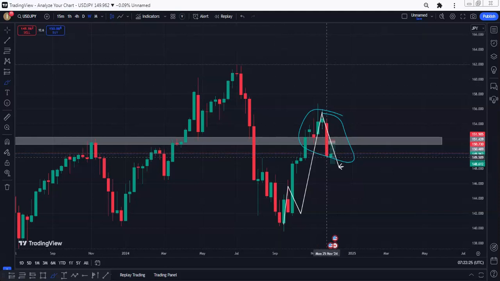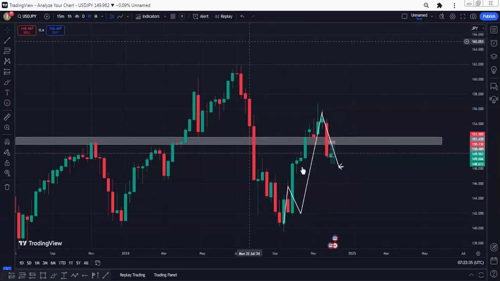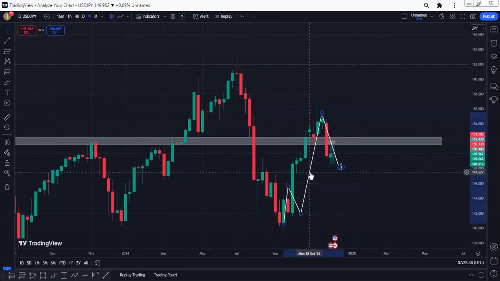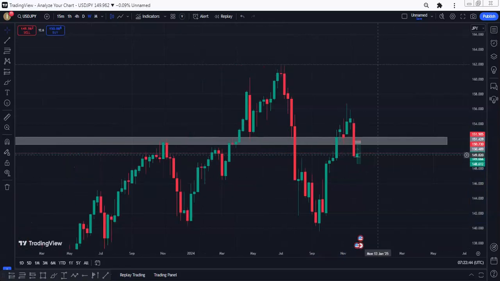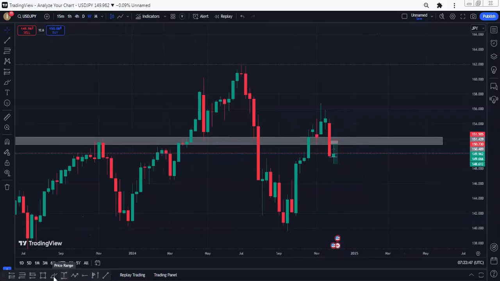Let me clear this chart. Okay, so as you can see, we have this zone right here. This was the major key structure for this uptrend as it was going up, and now it has been broken. So we are waiting for a retest, then a continuation. Basically, that's what I'm looking for.